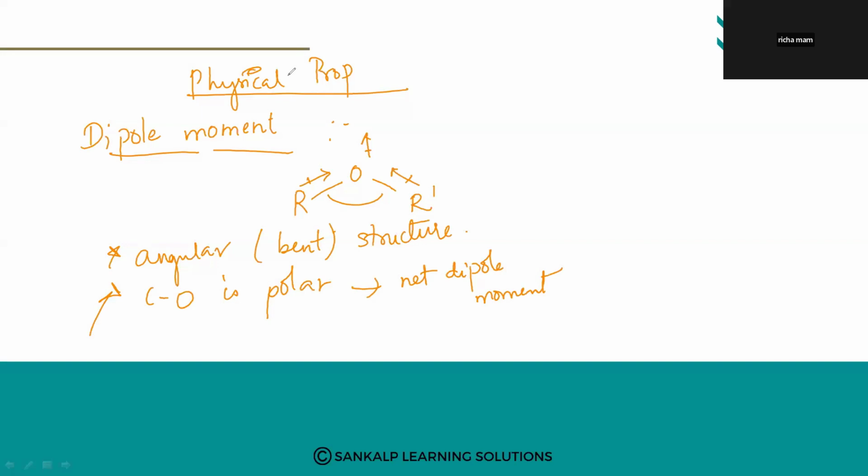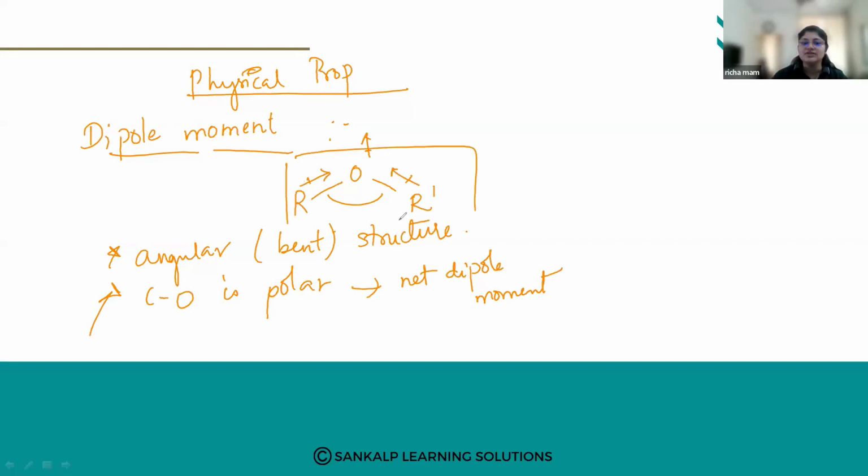So what is the physical property? The first physical property is the dipole moment. This is the structure of ether. You can see that it has an angular or bent structure, and the carbon-oxygen bond is polar in nature. Because of that, there is some resultant net dipole moment, so it has some value. These things you have to remember about the dipole moment.